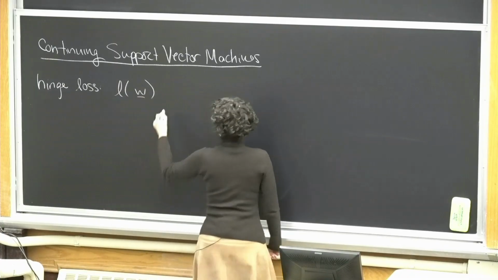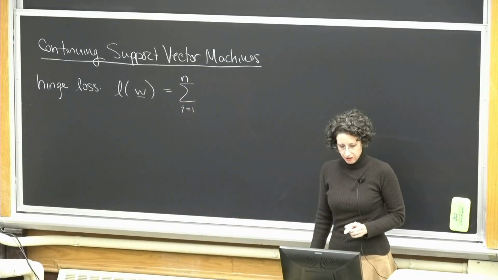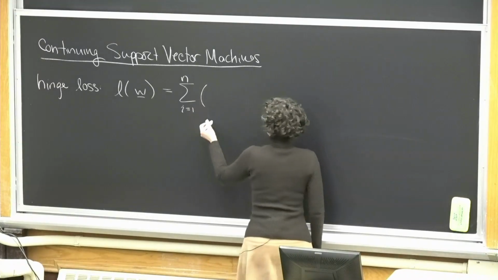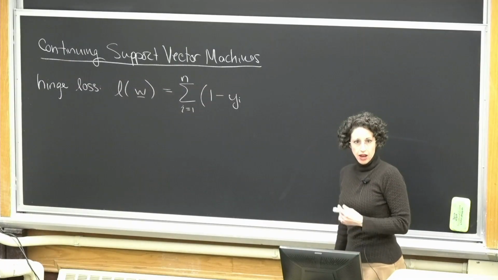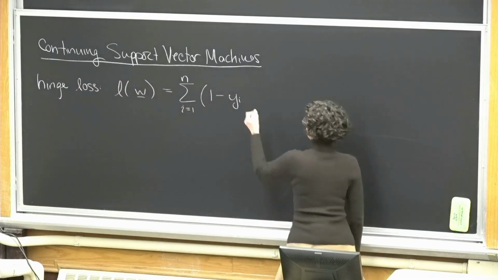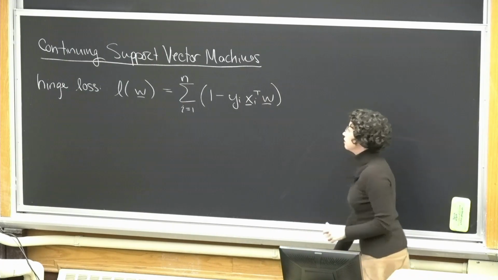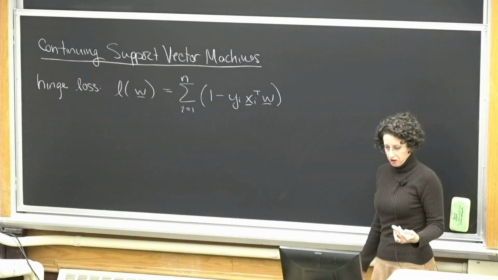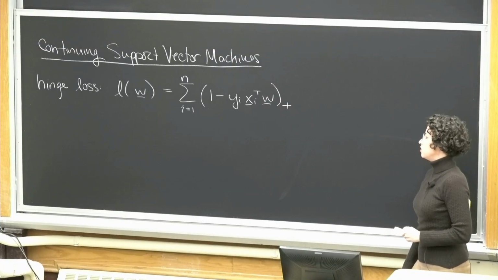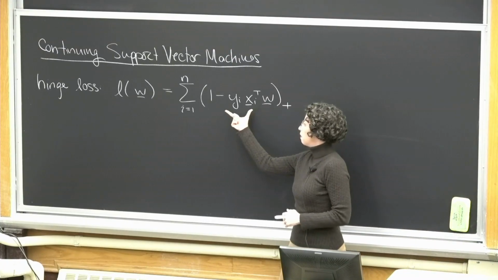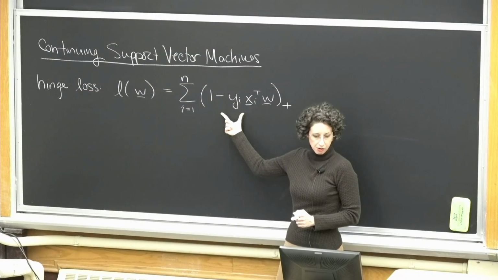a weight vector W would correspond to computing the sum over our n different training samples. And we would look at 1 minus the training label yi and the predicted training label, which we wrote as xi transpose times our weight vector. And instead of squaring this like we would with the squared error loss, we have this little plus sign, which says that whenever what's in the parentheses is positive, we just leave it alone. And whenever it's negative, we set it equal to 0.